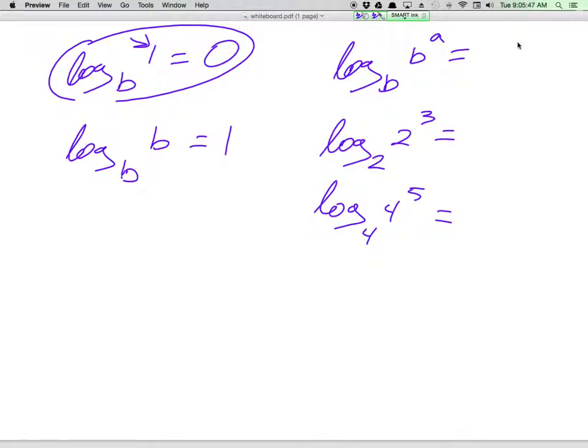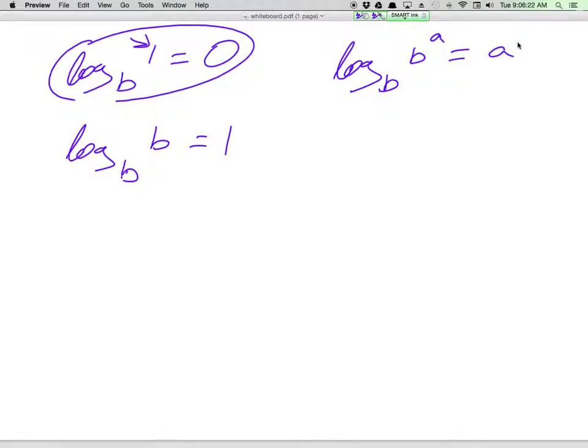Okay, so can anybody tell me what this bottom one would equal, log base 4 of 4 to the fifth? Who said that? 5? Why would that equal 5? Okay, because what is it asking? It's asking me 4 to what power gives me 4 to the fifth? And obviously, the fifth power gives me that, right? So this one's asking me 2 to what power gives me 2 to the third? So that would be 3. So in general, b to what power gives me b to the a? It would be a. Okay. So that's the third one.